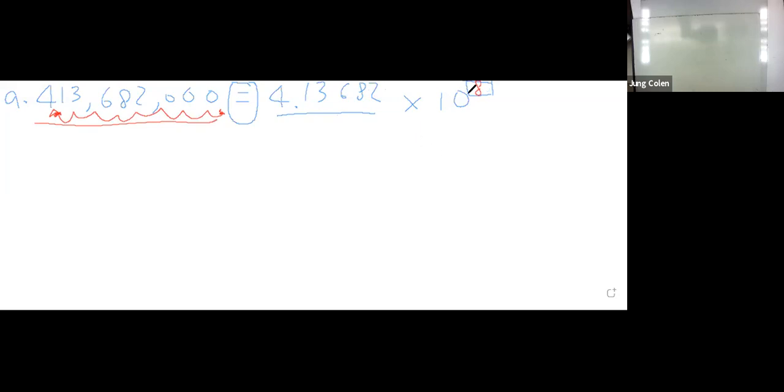If you put negative 8 there, you are dividing this by 10 to the 8th power, by 100 million, so it's way too small then. So you need to make the number bigger, from 4.13682. You need to multiply this by a positive exponent. Okay? Does it make sense? Let's look at the next one.